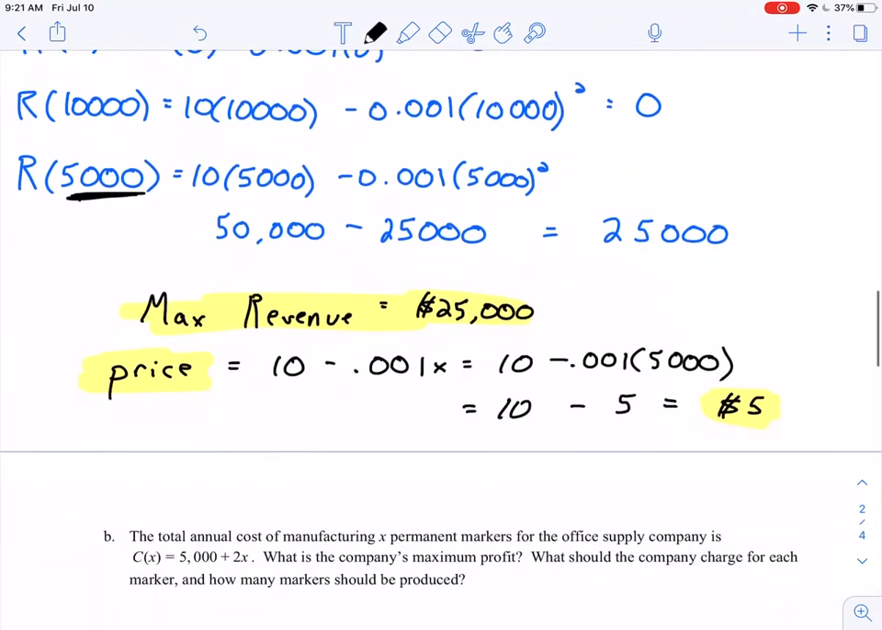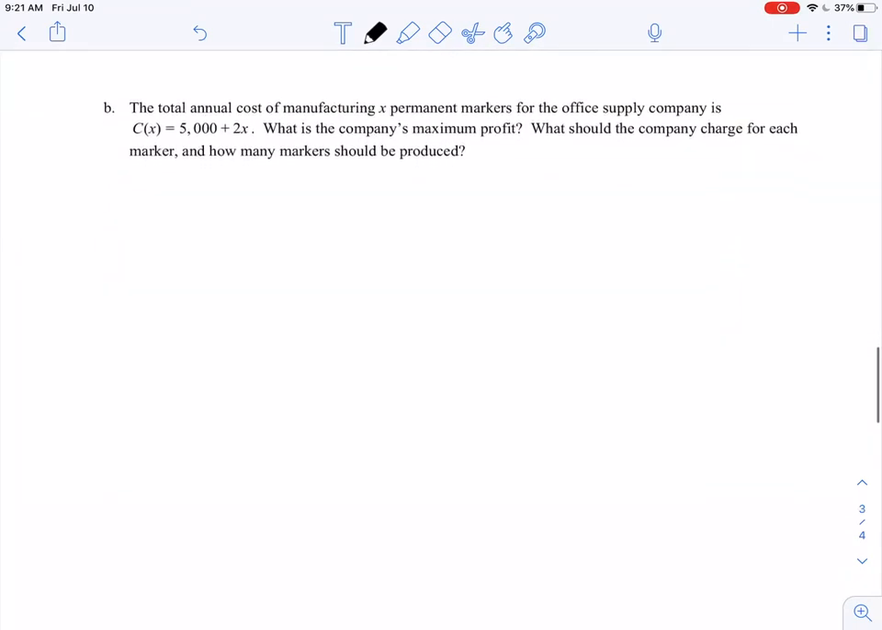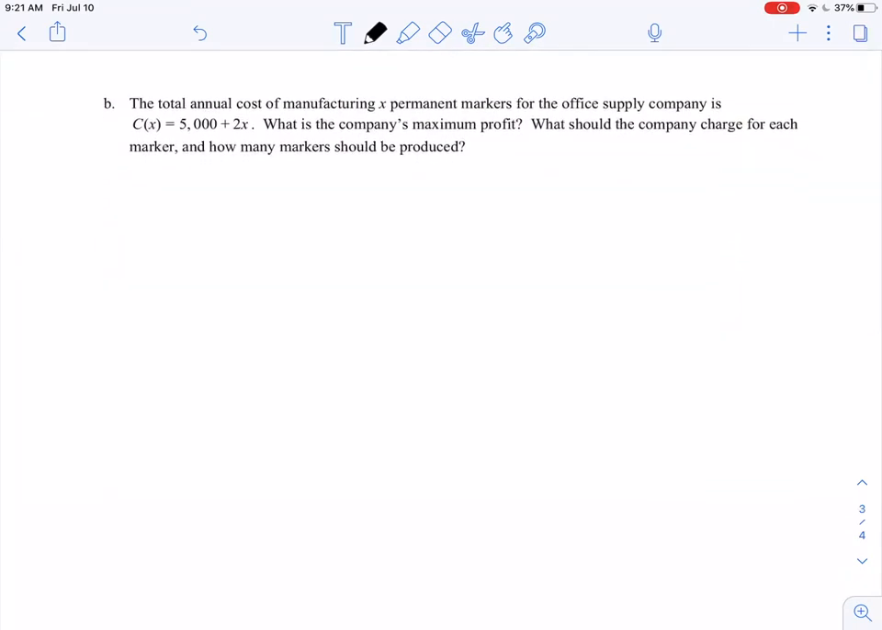Let's look at one more part to this problem. It says the total annual cost of manufacturing x permanent markers for the office supply company is C of x equals 5,000 plus 2x. What is the company's maximum profit? What should the company charge for each marker, and how many markers should be produced? So a few new things that we've added in here. We've added in this cost function, which seems awfully important.